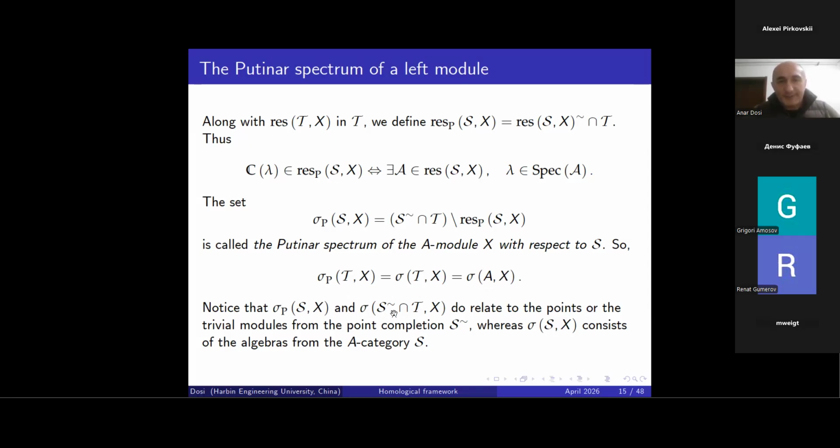And one more moment here. The Putinar spectrum and this Taylor spectrum with respect to S do relate to the points, right? To the trivial modules from the point completion. But our new spectrum consists of only algebras. So this consists of algebras from the S category, but these two are just trivial modules. So that's the difference here.